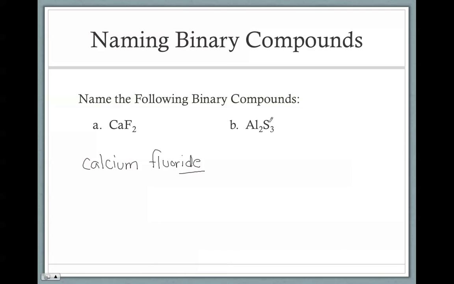Here we have aluminum and sulfur. So aluminum only has one possible positive charge, so we can just simply write aluminum. And then sulfur goes to sulfide. Again, changing sulfur to end with IDE, so we're dropping the UR. So you have calcium fluoride and aluminum sulfide. So again, writing the positive ion followed by the negative ion, changing the ending to IDE.